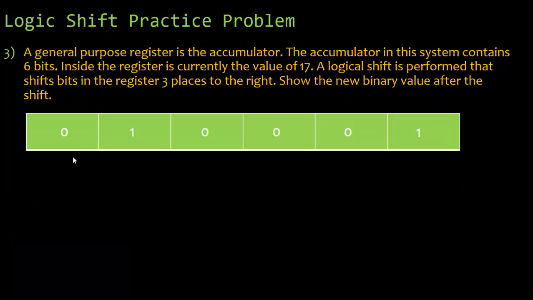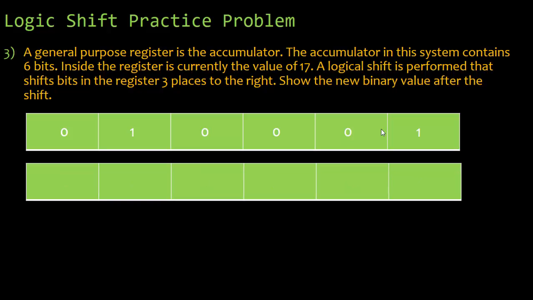Let's take a look at another example. A general purpose register is the accumulator. The accumulator in the system contains 6 bits. Inside the register is currently the value of 17, so I have loaded that into the binary representation. A logical shift is performed that shifts bits in the register 3 places to the right. Show the new binary value after the shift.